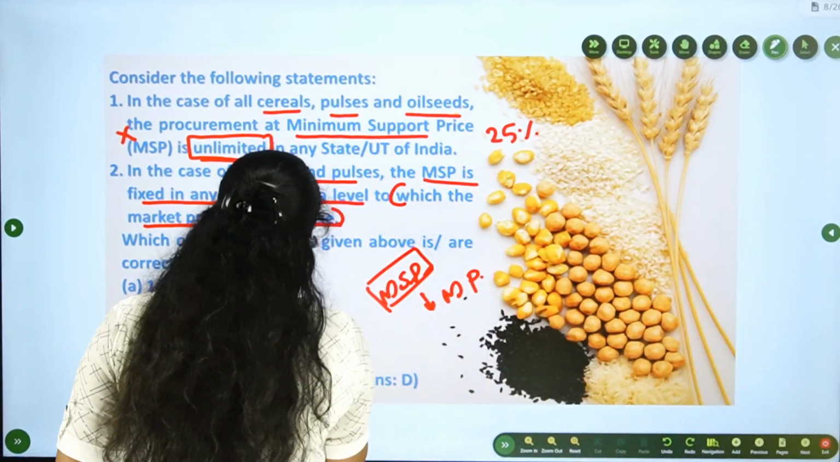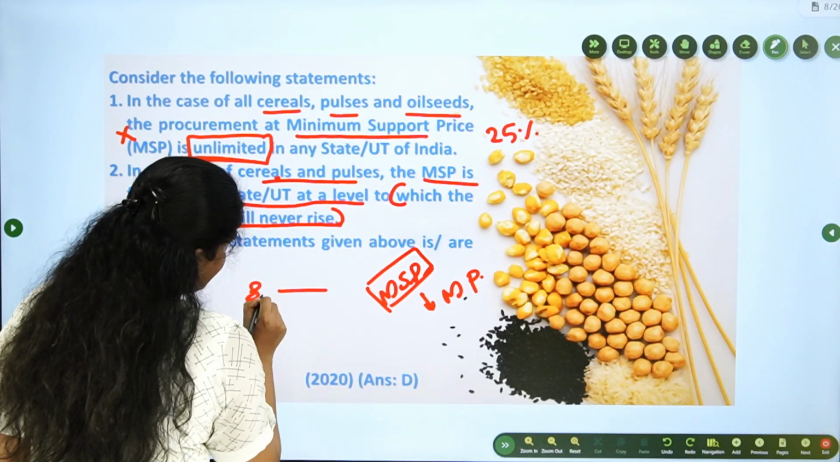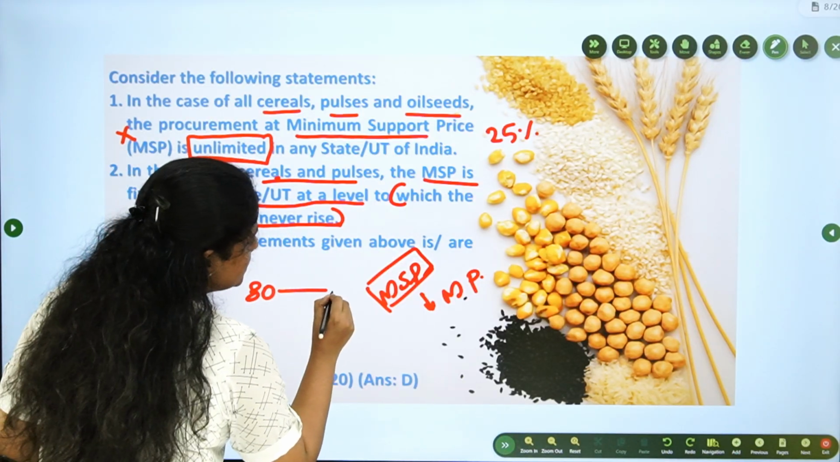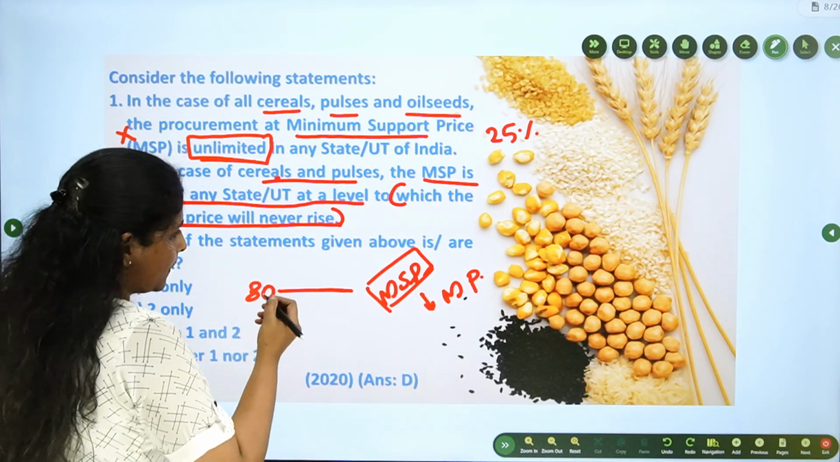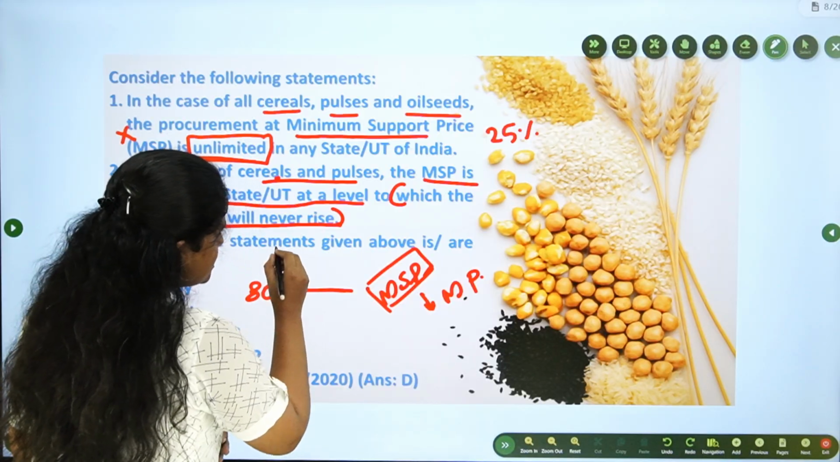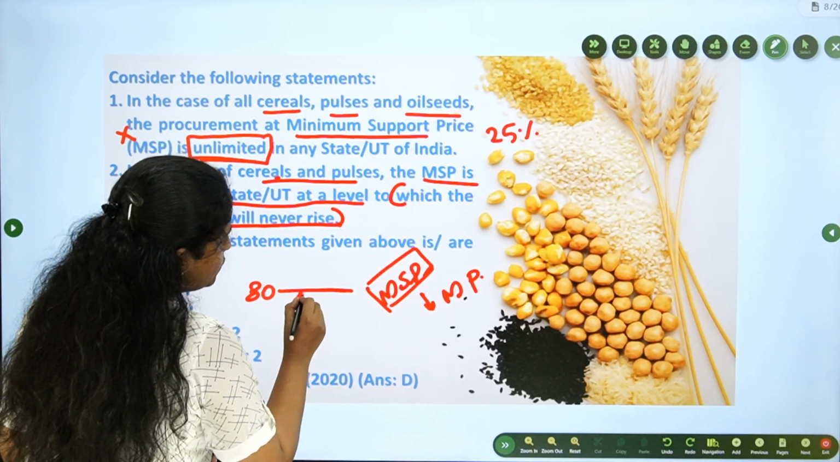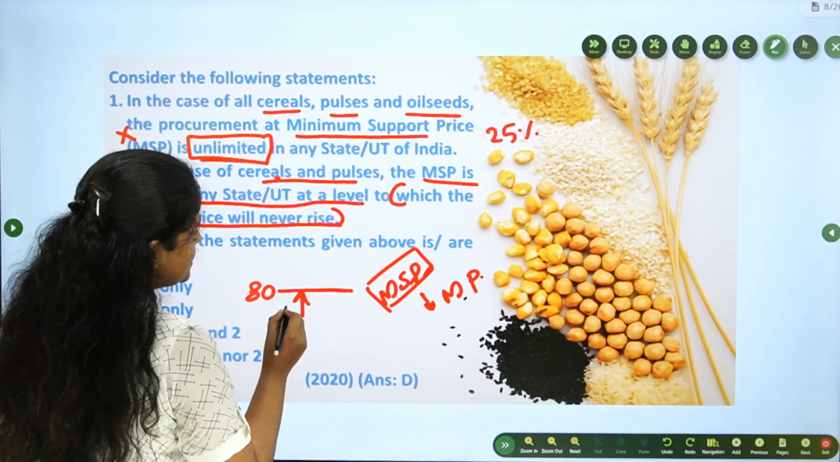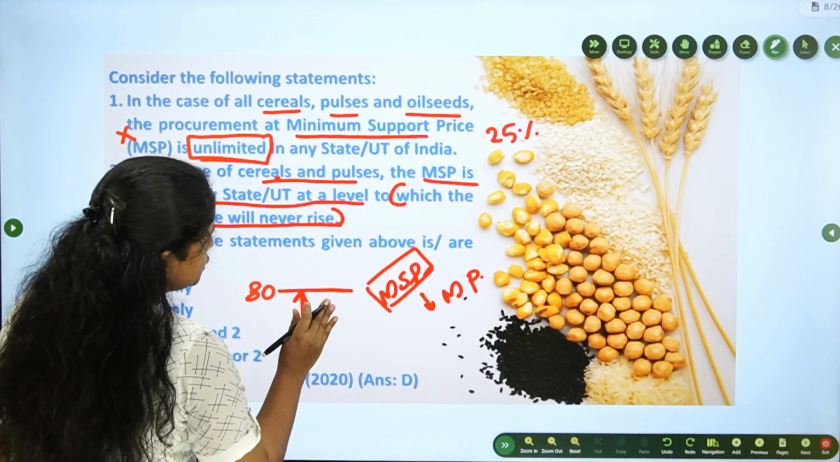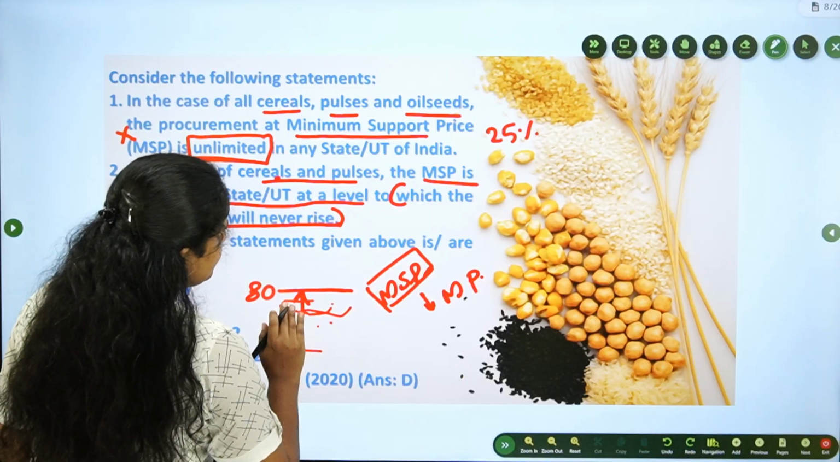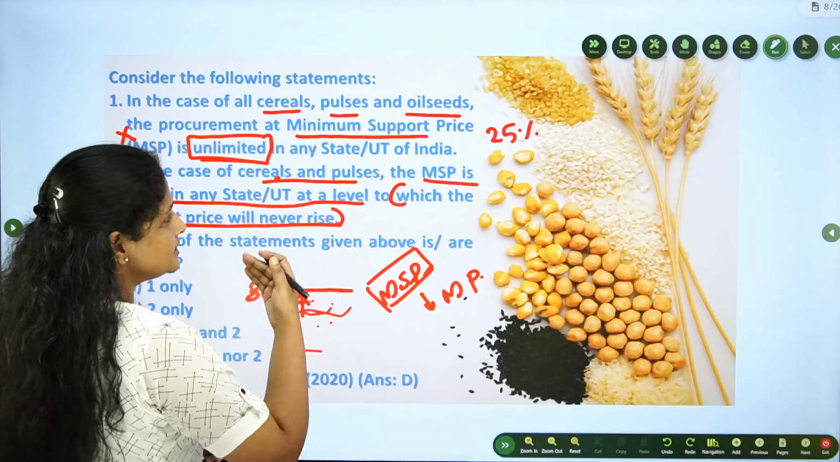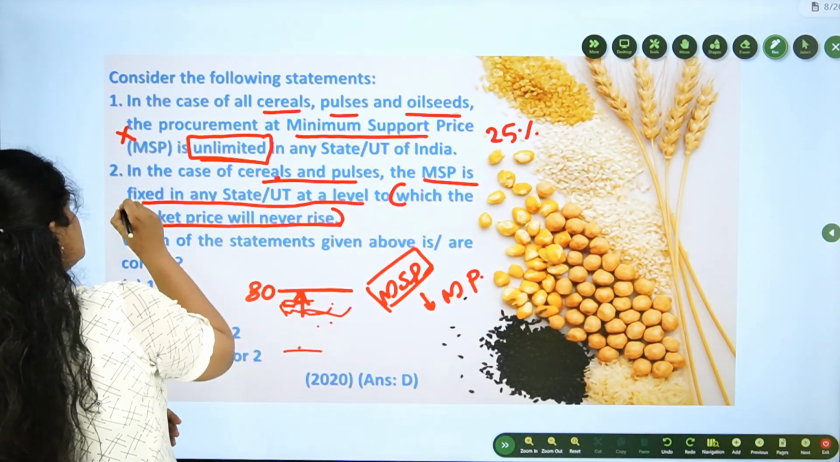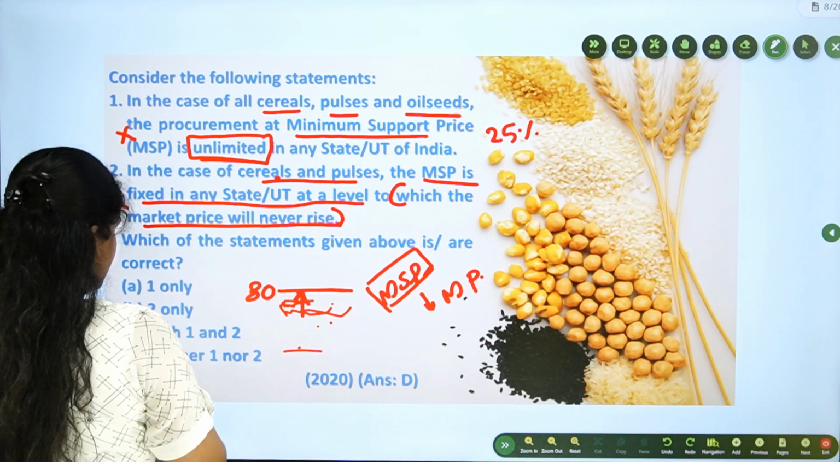If the price of rice goes below 30 rupees, the farmer is assured a minimum amount of 30 rupees. It is not like it will not rise above 30. That statement states that MSP ensures the price of rice will not go above 30. That is not the case. The reverse is the case, right? So this is also wrong. So the answer will be D.